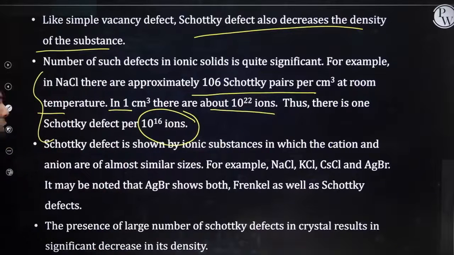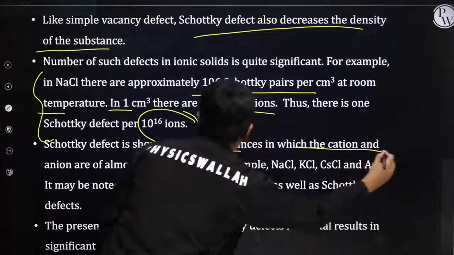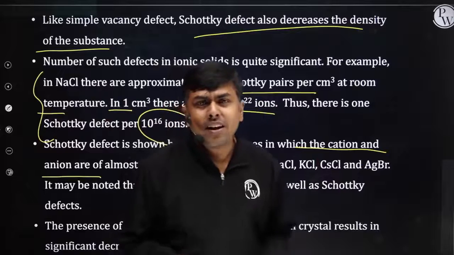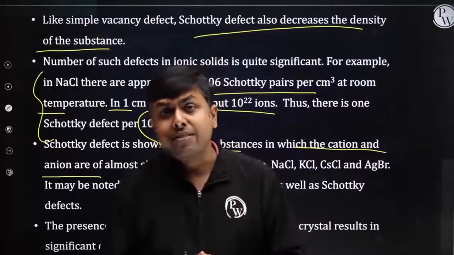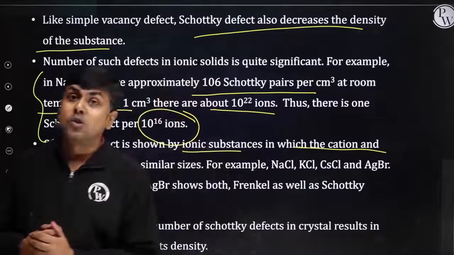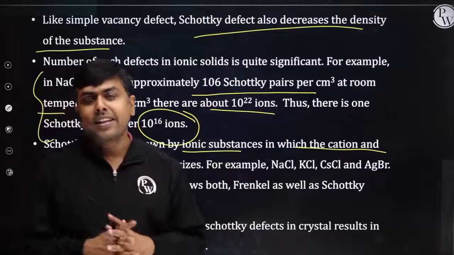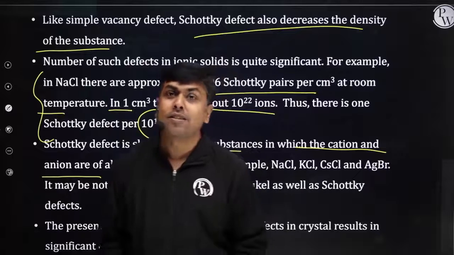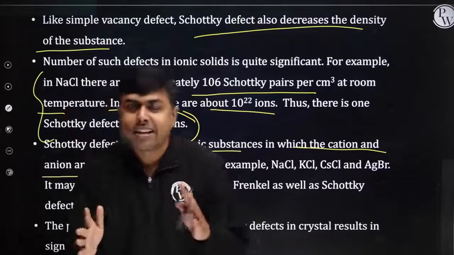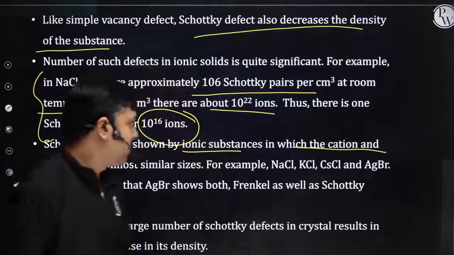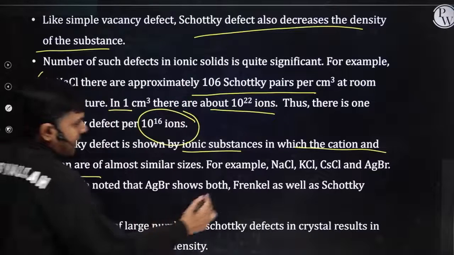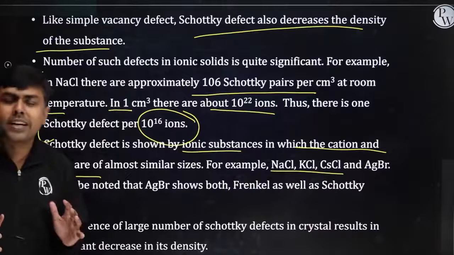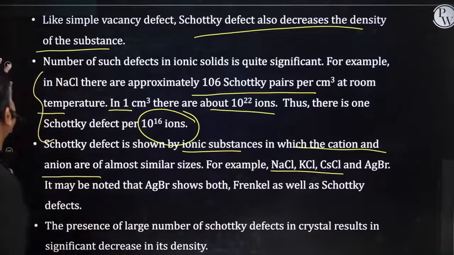Schottky defect is shown by ionic substances in which the cation and anion are almost of similar size, right? The R plus upon R minus ratio is almost close to 1. Basically, Schottky defects are shown by ionic solids where the cationic size and anionic size are similar, right? NaCl, KCl, CsCl, these types of ionic solids show Schottky defect, right? Let's move ahead.